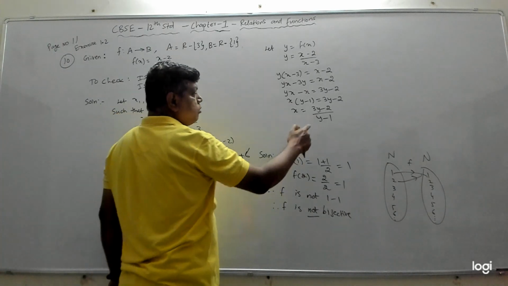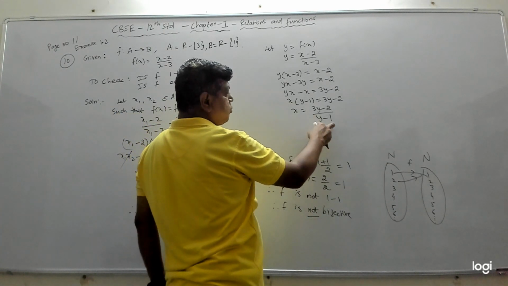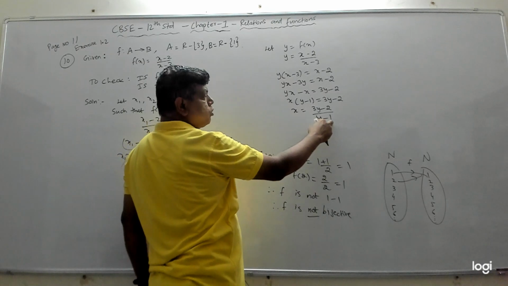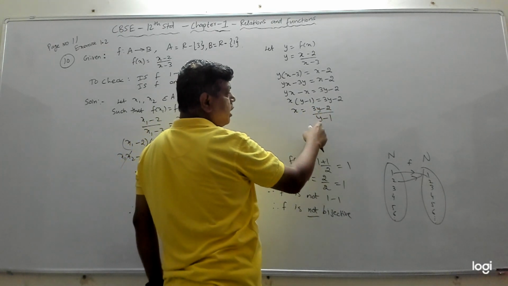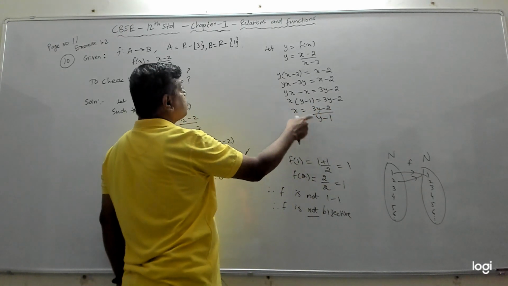Y should not be equal to 1, because if y is 1, the denominator becomes 0, and then this will become infinity. Infinity is not a real number. And we know y is not equal to 1 because y comes from this set.